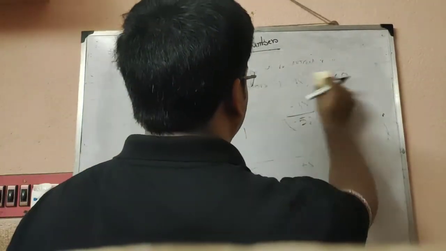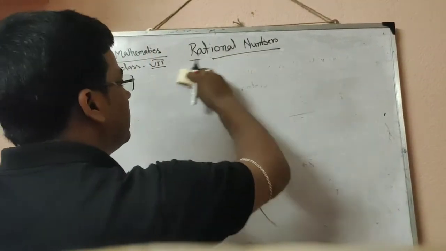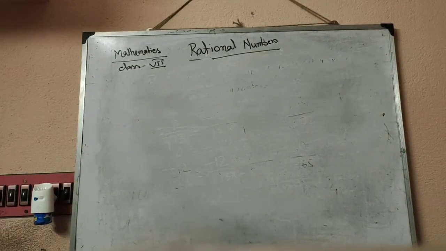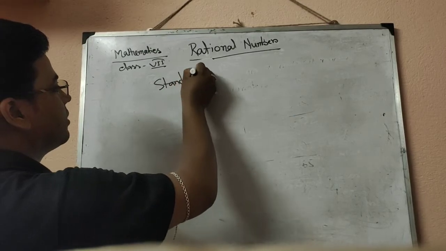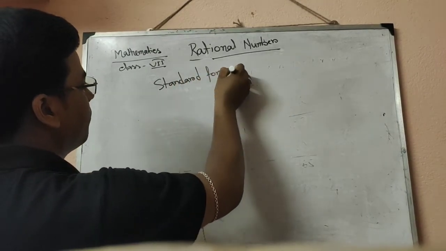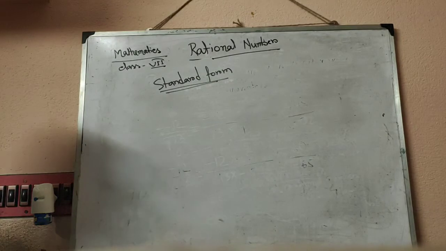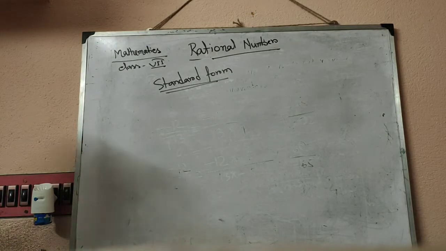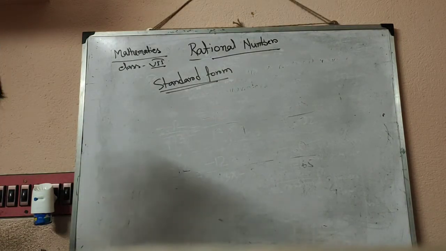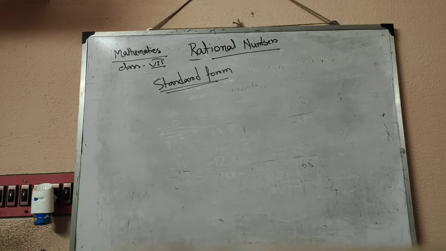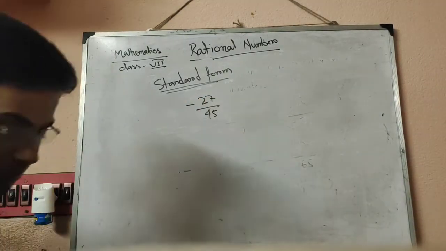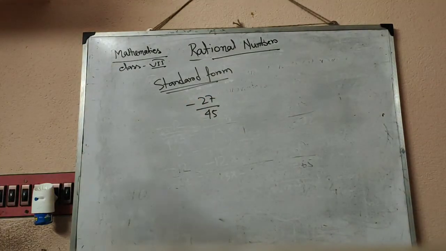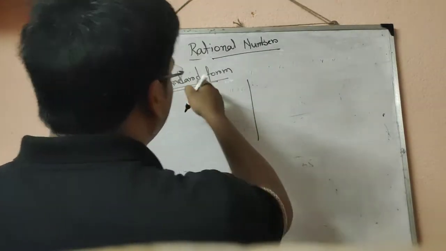Now standard form, another calculation of rational numbers. How can we calculate the standard form of a rational number? Suppose minus 27 by 45. Clear? When we calculate standard form, two points are noted.